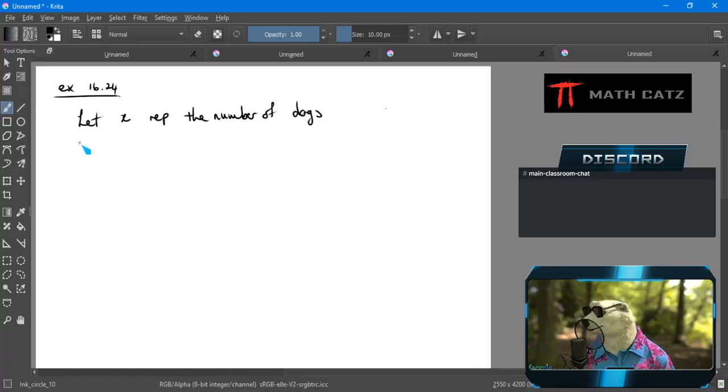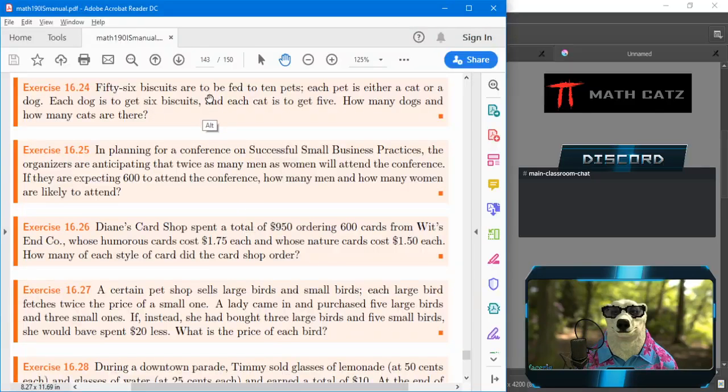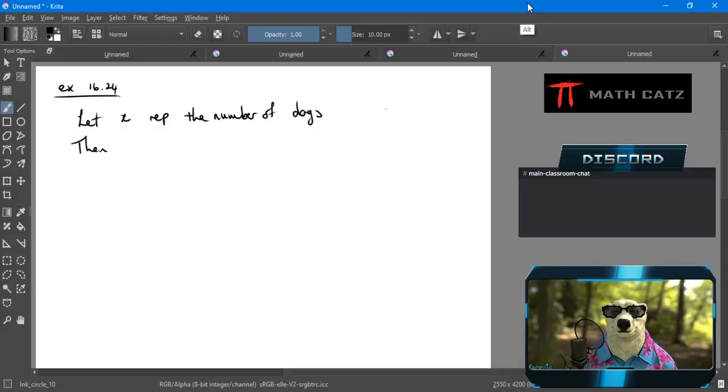Then, rule of thumb, if I can get away with one variable, I'll try. Now here, I need to know 2 things in one go. How many dogs and how many cats? But I know there are 10 pets. So if X is the number of dogs, then the number of cats has to be represented by 10 minus x. I'll put a bracket around it. Why not?